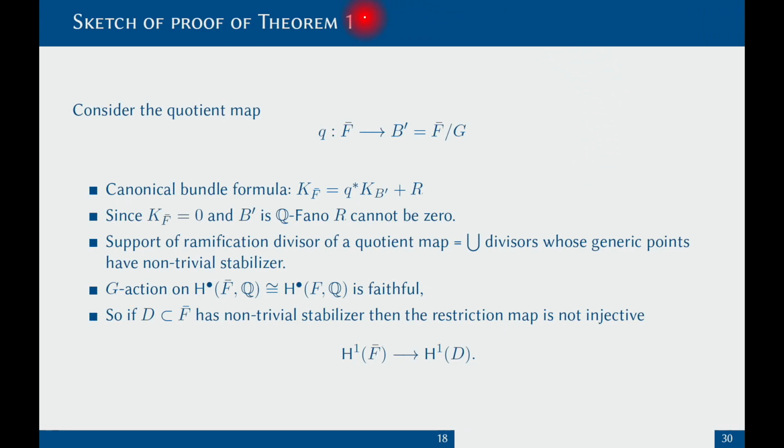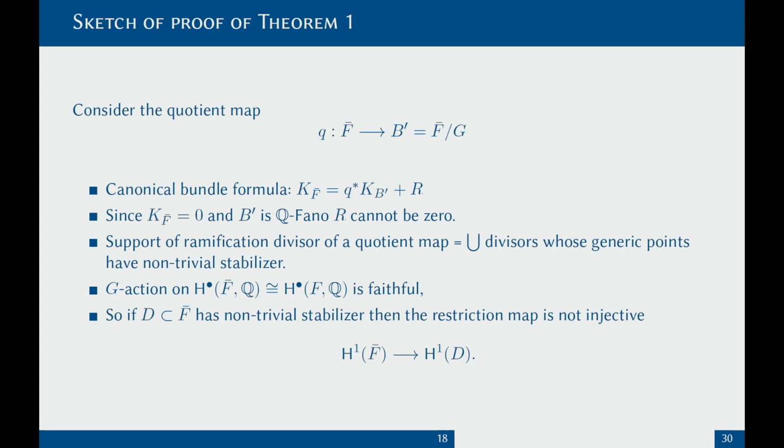So let's look at this quotient map and try to understand what happens at the level of the canonical bundle formula. The canonical bundle formula tells us that the canonical bundle of F is the pullback of the canonical on B prime plus the ramification divisor. But the canonical bundle of F is trivial, and the canonical bundle of B prime is anti-ample. So what that tells us is that the ramification cannot be trivial. So this quotient map has a non-trivial ramification.